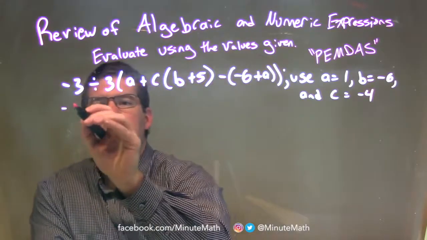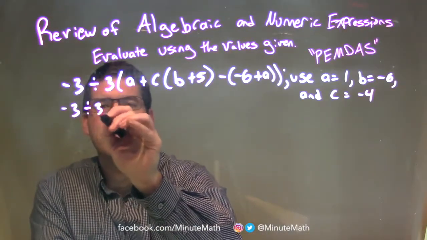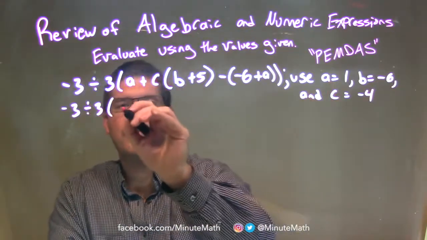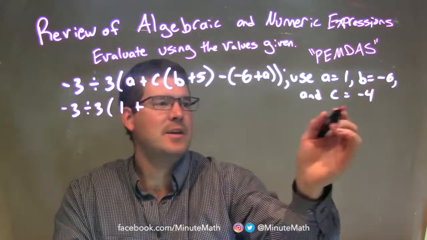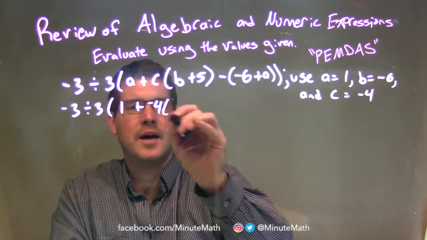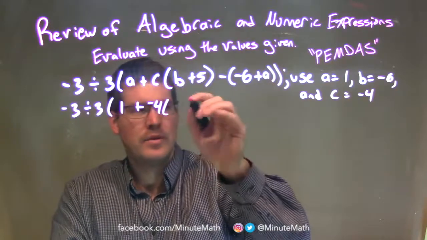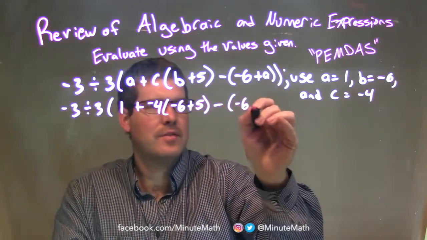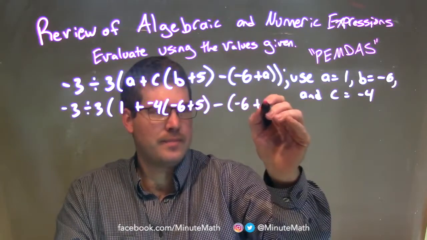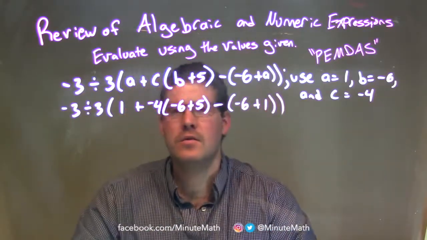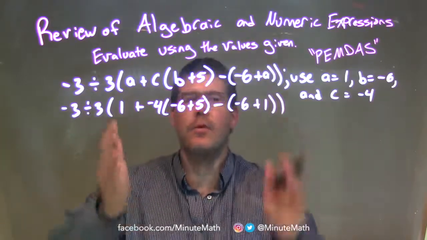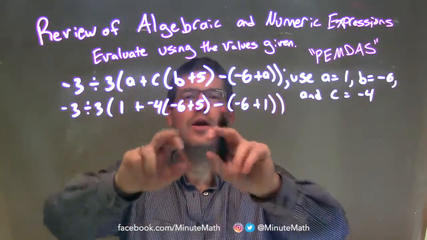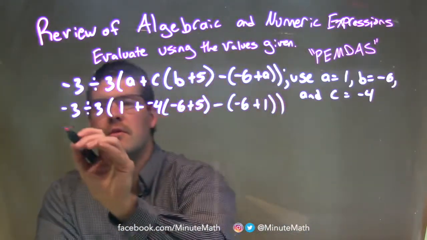So let's rewrite this: negative 3 divided by 3 here, times a, which we said was 1. So we have 1 here, plus c, which we said is negative 4, so we have negative 4, times b, which was a negative 6, plus 5, minus negative 6 plus a, which we said is 1. So now I have to simplify. I have multiple sets of parentheses that kind of move in, so I'm going to deal with those inner parentheses first. So let's rewrite this.